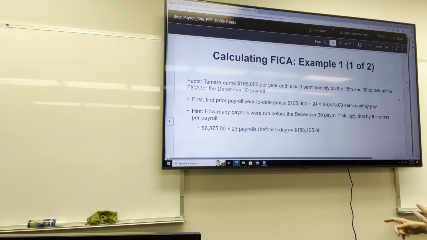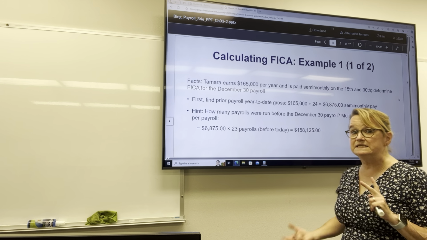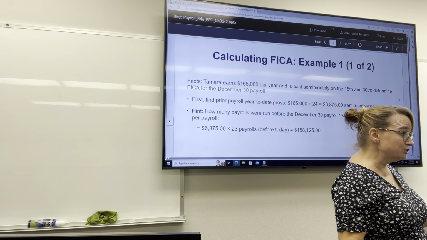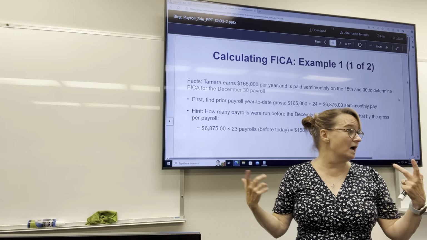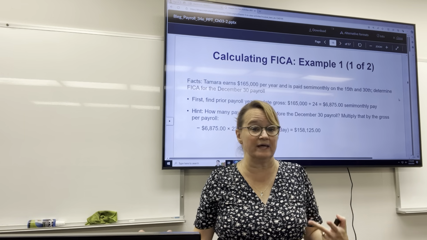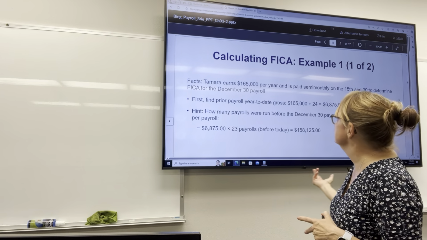So Tamara earns $165,000 a year. She's paid semi-monthly on the 15th and the 30th. Determine FICA for the December 30th payroll. Okay, so this is an additional calculation that you have to do because you have to figure out what the year-to-date salary was up to this payroll. They haven't given you that information. I gave that to you in the examples.